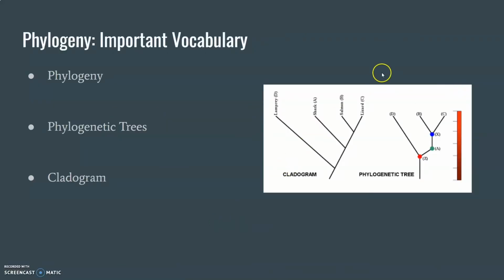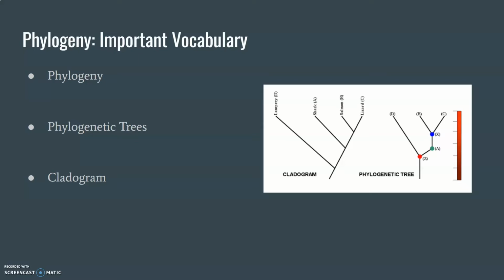So some important vocabulary terms that you should know for phylogeny are phylogeny, of course, phylogenetic trees, and cladogram. Phylogeny is the history of the evolution of a species or group, and this is usually in relationship to a broad group of organisms and their line of descent. Phylogenetic trees are a branching tree-like diagram that reflect evolutionary relationships.